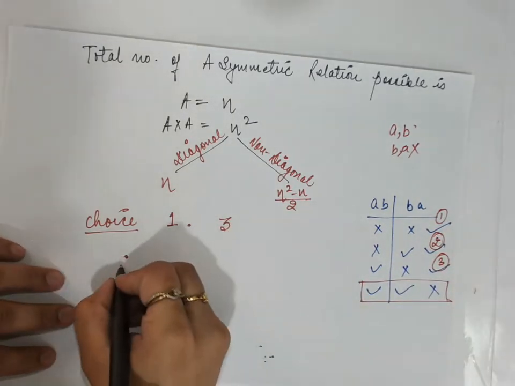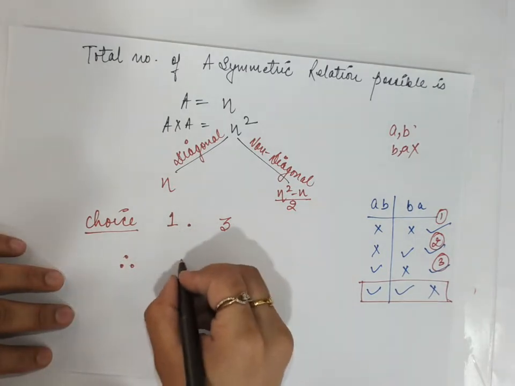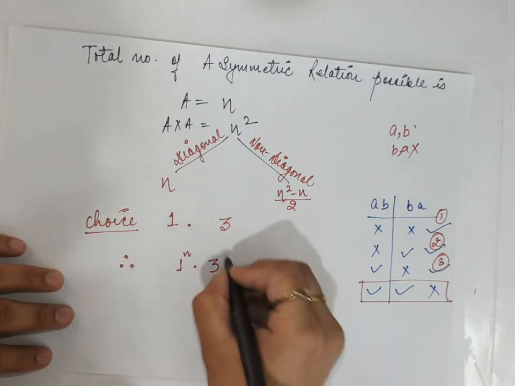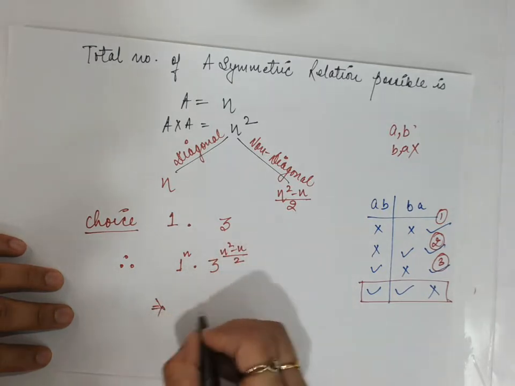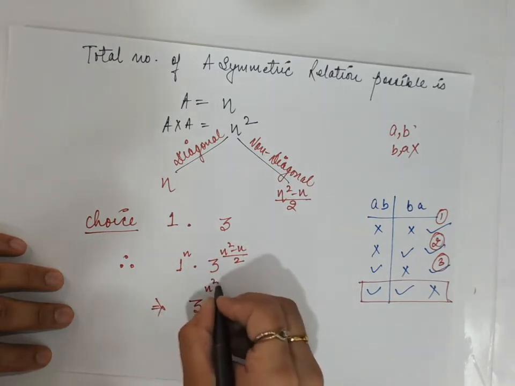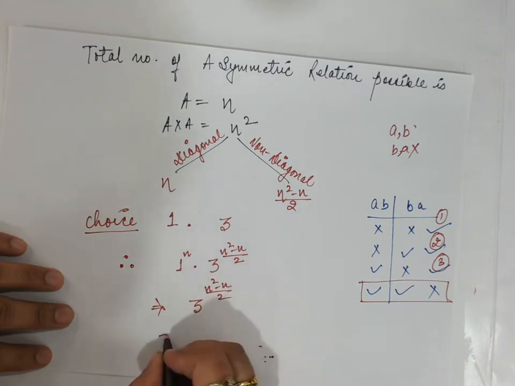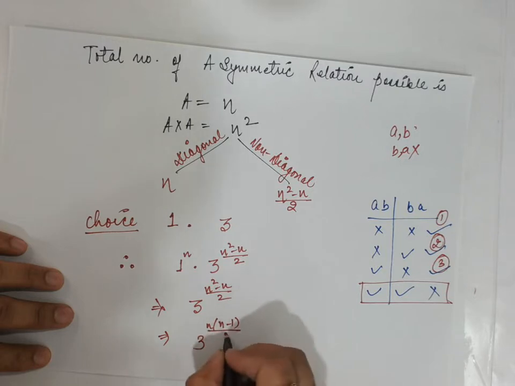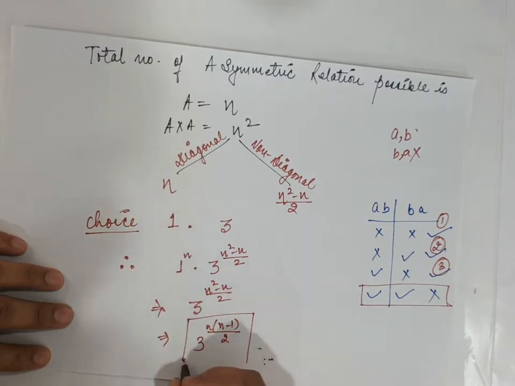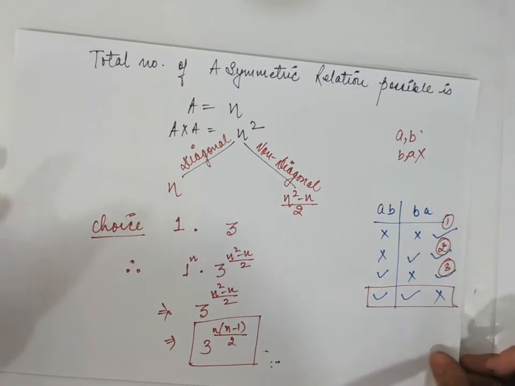And therefore total number of asymmetric relations is 1 raised to power n dot 3 raised to power n square minus n divided by 2, or simplify this, 3 raised to power n square minus n divided by 2, or we can say that 3 raised to power n into n minus 1 by 2. This is the total asymmetric relations possible.